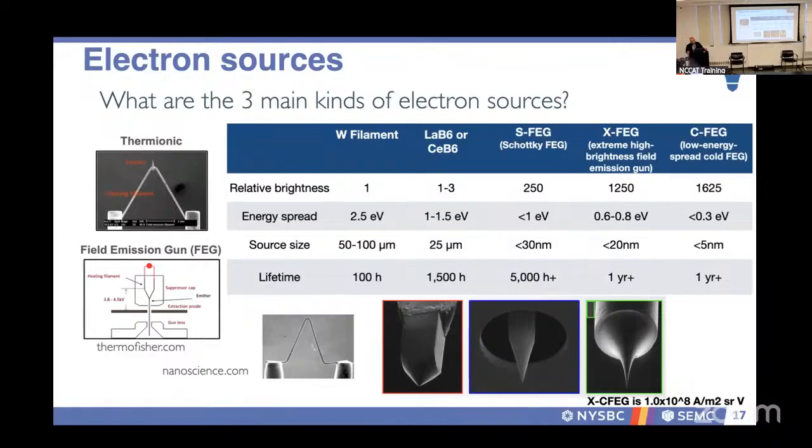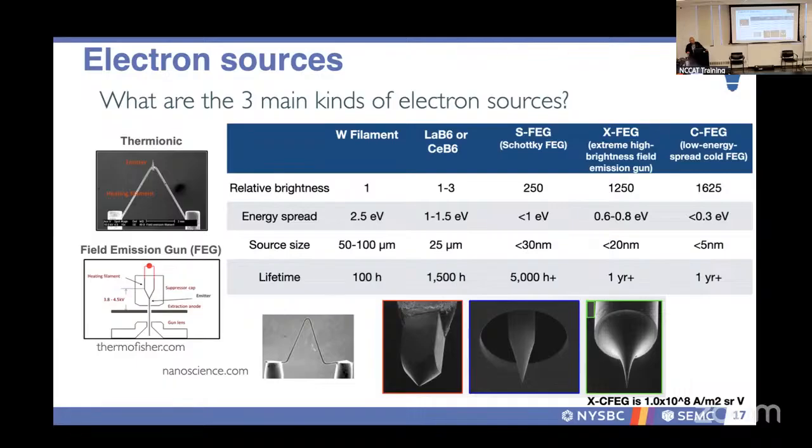Also, something to think about is that a tungsten filament is only useful for roughly 100 hours. So the Hitachi that you used yesterday, we turn the filament off. We turn the source off when we're not using it. Versus when we have a field emission gun, we leave that on all the time. So they can last for years. I think some of our field emission guns have lasted for more than 5 years, and we've never turned them off.